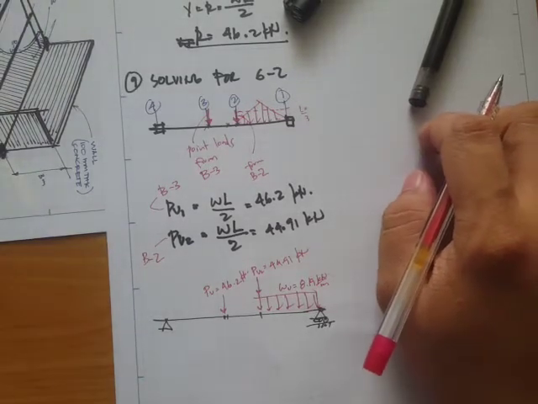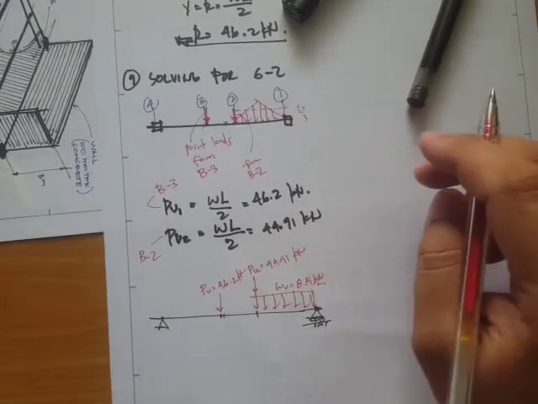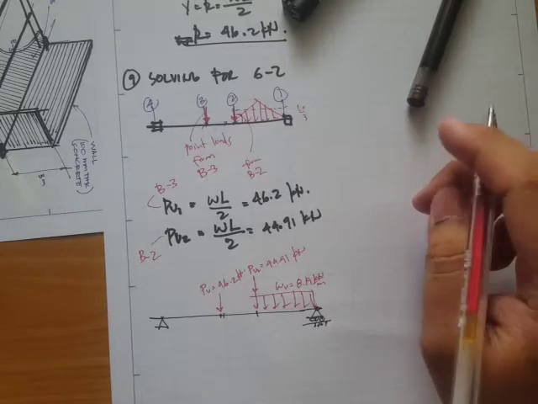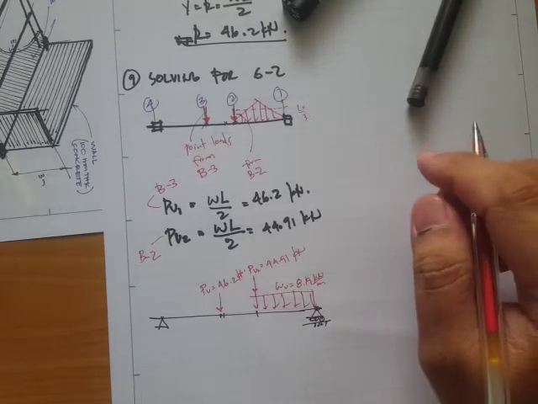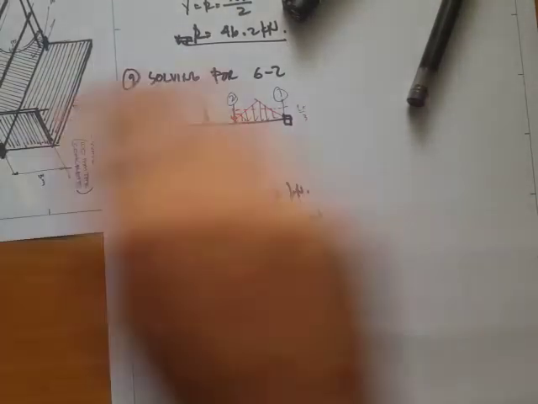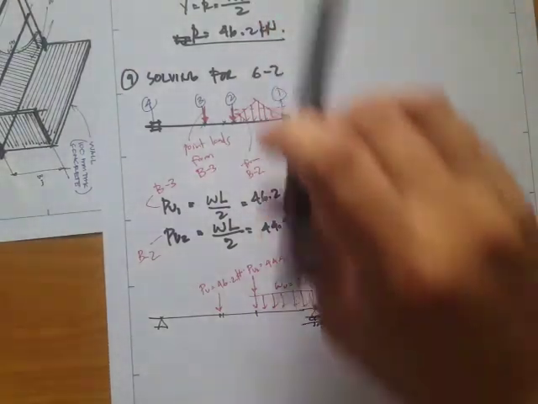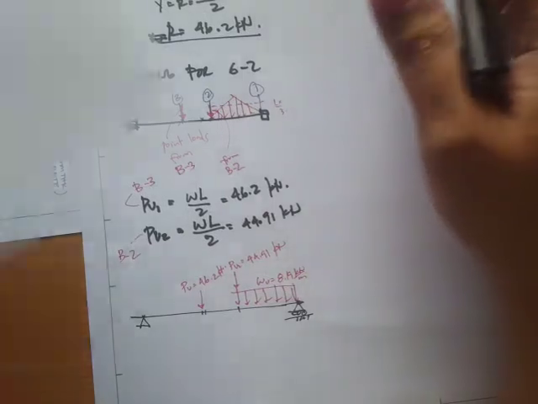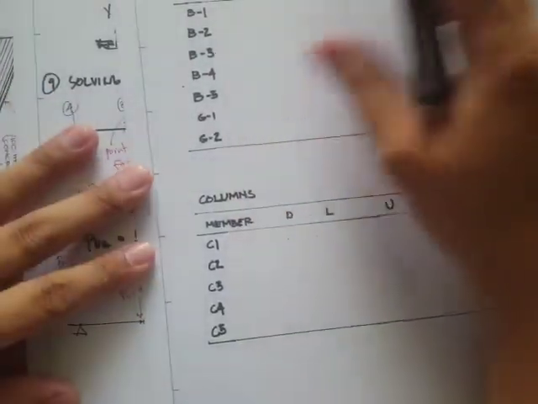So for now we're done with the beams, and in the next few minutes we'll be discussing the tributary areas for columns. But before that, I'd like to emphasize that since we have a lot of papers for the computations, we can actually tabulate the values in this way.